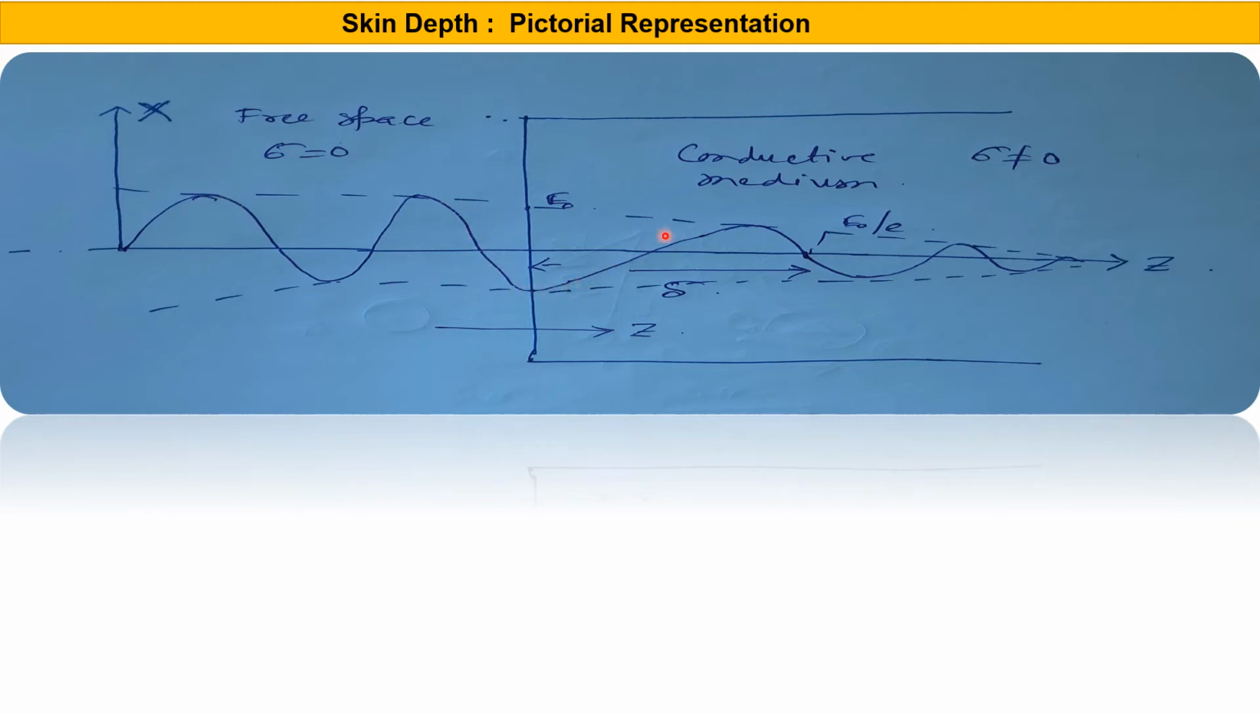Now when it enters the conducting medium, where sigma is not equal to 0, the amplitude of the wave decreases. This is the full amplitude. This is the skin of the surface. Skin means the surface of this conducting medium, so the nomenclature is justified. At a distance of delta, the amplitude becomes 1 by e of the maximum amplitude. So this depth can be thought of as the skin depth in the conducting medium.